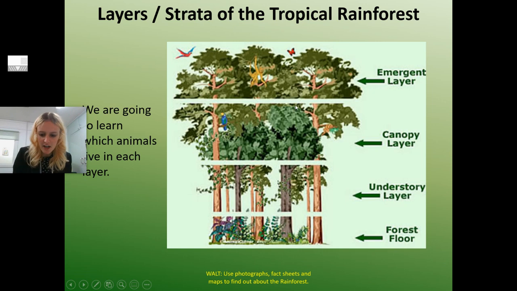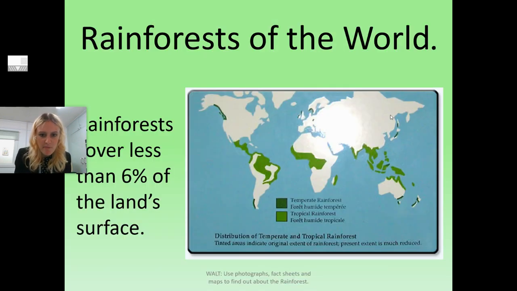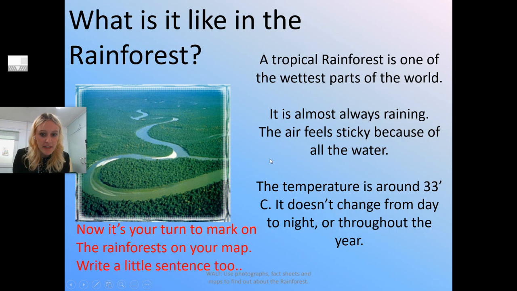A tropical rainforest is the wettest part of the world. So it means that it rains a lot in a rainforest. It's almost always raining. And because it's also hot and humid, the air feels quite sticky because of all of the water. Now have a think about why it would be hot and humid in a rainforest. Remember, what is this line that goes across the middle? It is the equator. So because Brazil is near the equator, it means that the Amazon rainforest is going to be very hot and humid.